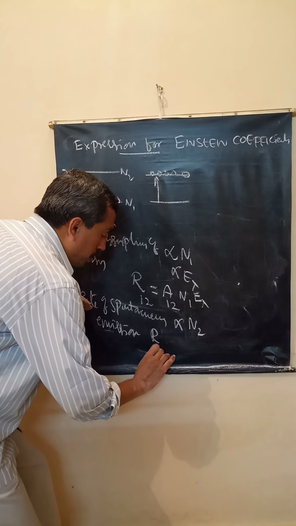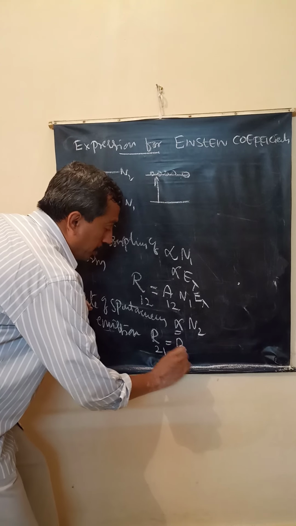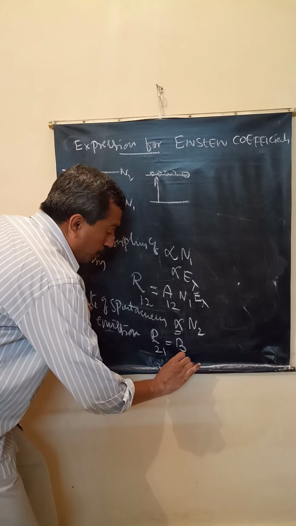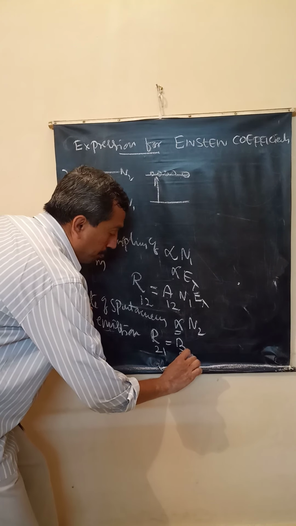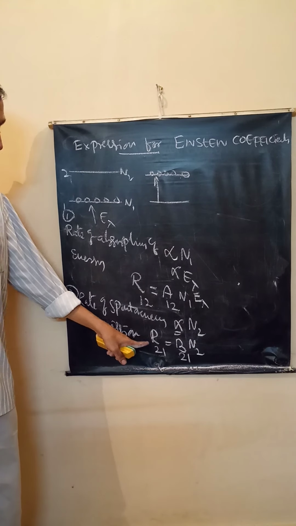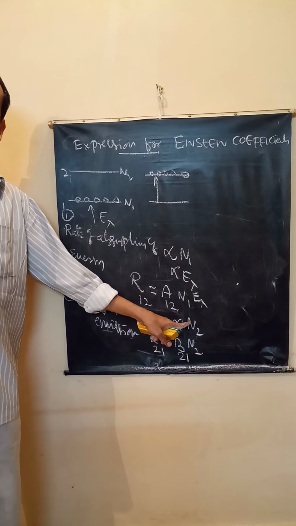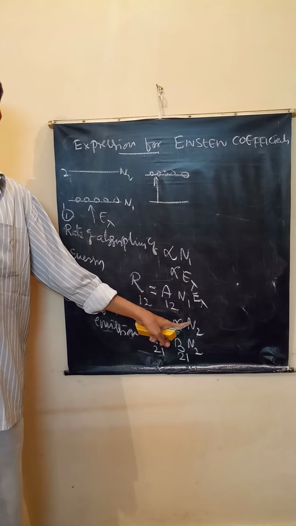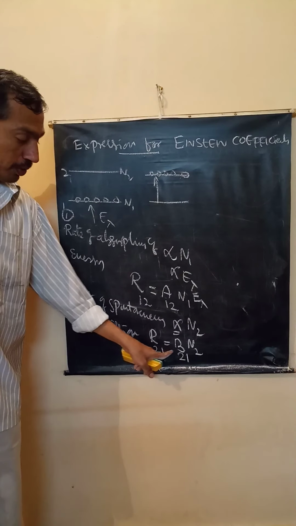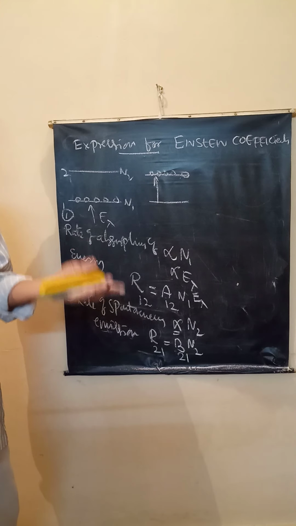Rate of spontaneous emission R21: remove this proportional constant and introduce the Einstein coefficient of spontaneous emission B21 into N2. See this? The rate of spontaneous emission is proportional to the number of atoms in the excited state. No other source of energy. So R21 is equal to B21 into N2. What is B21? The Einstein coefficient of spontaneous emission.